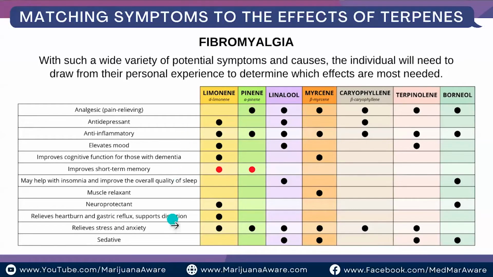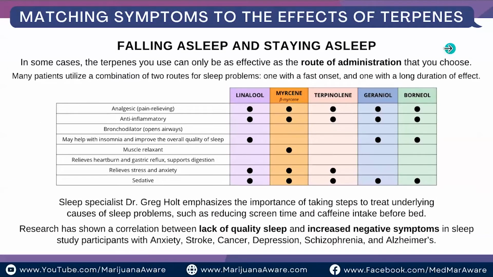Yeah, and also if you're looking at something to help you sleep, this is where linalool and myrcene work together in this particular case. So again, it is effective for fibromyalgia. Falling asleep and staying asleep.